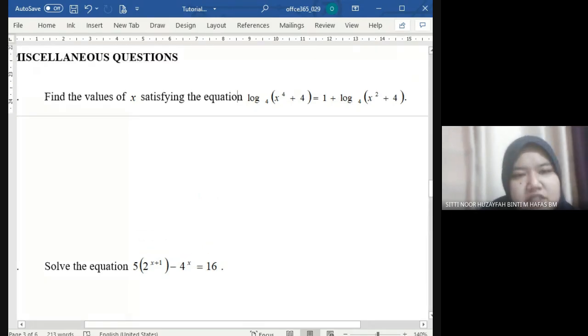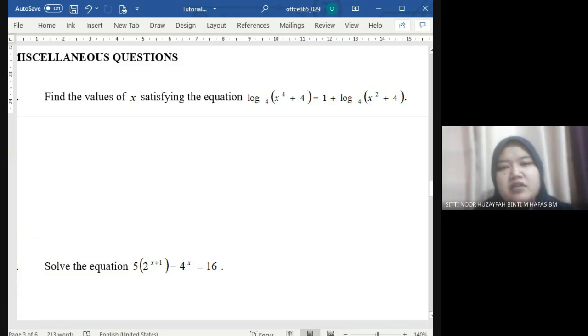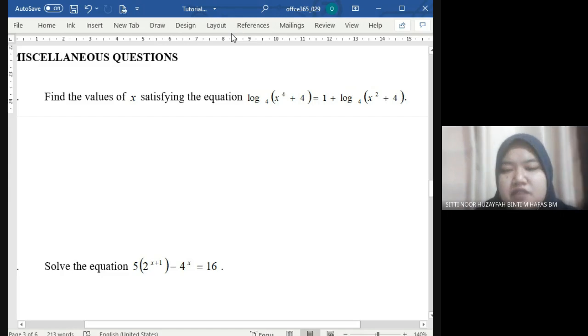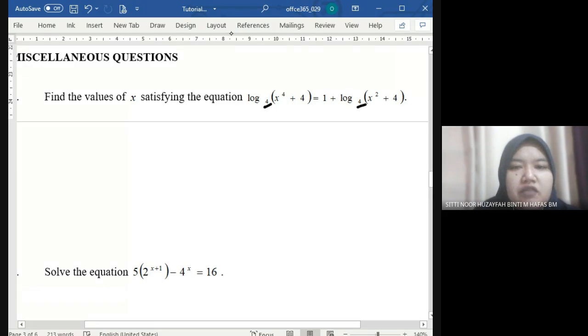Find the value of x satisfying the equation log base 4 of x to the power 4 plus 4 equal to 1 plus log base 4 of x squared plus 4. So now we have the same base for these two terms. The only one that didn't have log is this one. So we can apply the properties of logarithm by introducing log base 4 for 1. So log base 4 of 1 is equal to log base 4 of 4. Okay, so this is properties of logarithm.